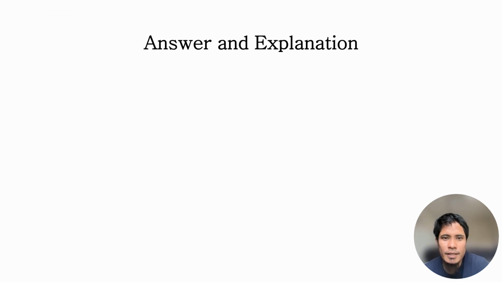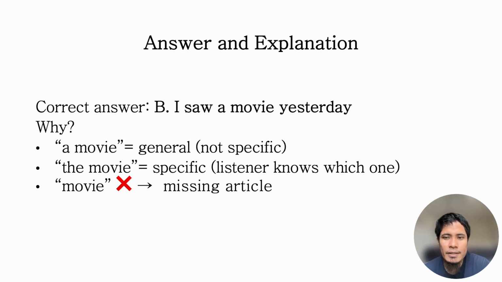Well, let's look at the answer together, okay? The most appropriate sentence in this case is, I saw a movie yesterday. So why do we use article a here, before movie? Because we are talking about a movie in general. The listener doesn't know which movie we are referring to, and it is not important to specify it. So we use the indefinite article.